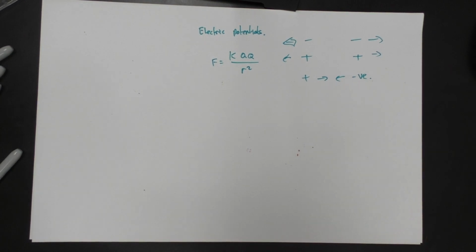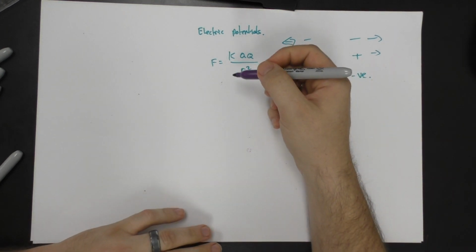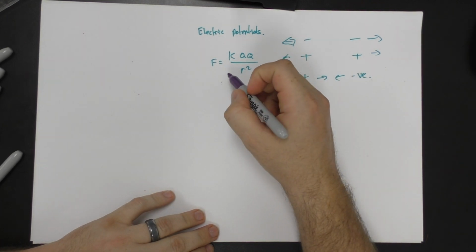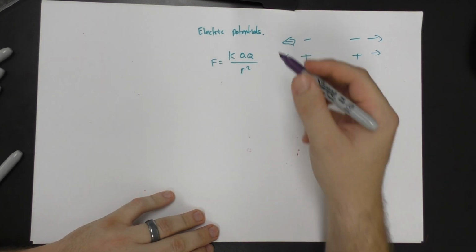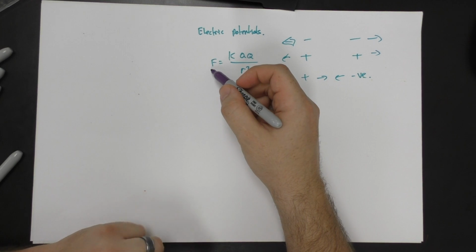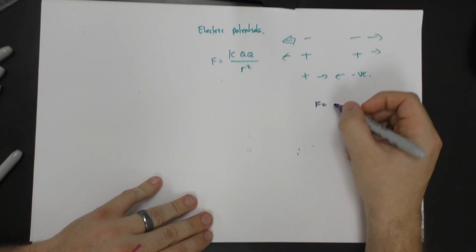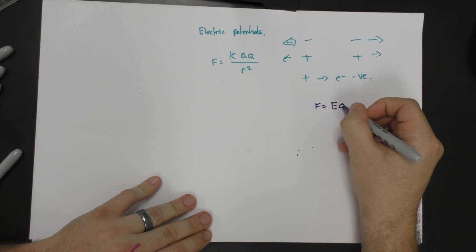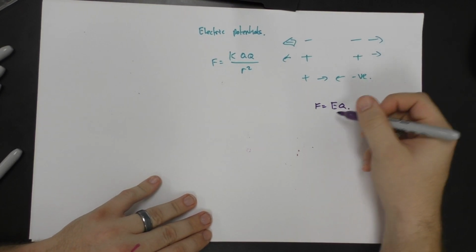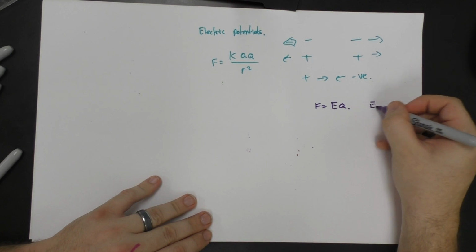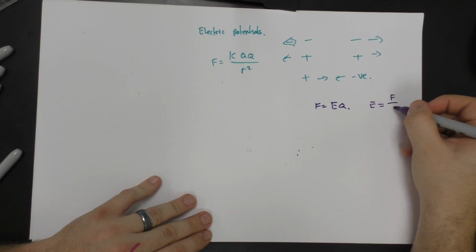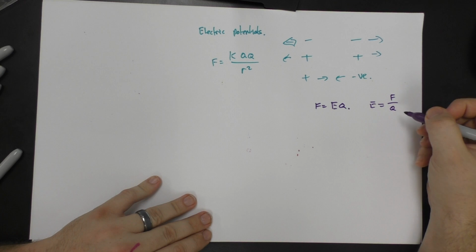And again, the equation follows through very similarly to how we did the gravitational field equations, in that the force in an electric field is equal to EQ, which we can rearrange to make more sense. So E equals F over Q, which is the force per unit charge in a field.